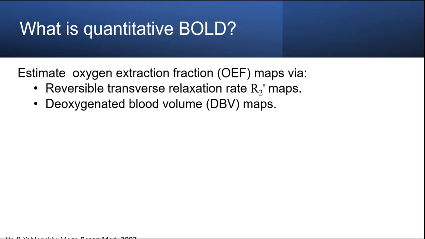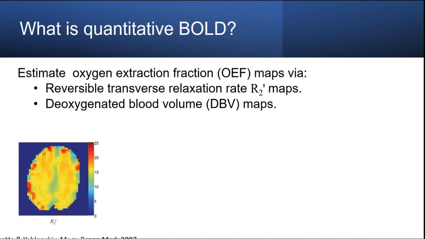And the way we can get at that information is by using a relaxometry experiment. So we're all really comfortable with measuring R2 and R2 star, but the difference between those two measurements is known as the R2 prime, which is the reversible transverse relaxation rate. And if we can also calculate the volume which is occupied by the deoxygenated blood, we can try and use that R2 prime measurement to extract estimates of OEF. So here are some example images.